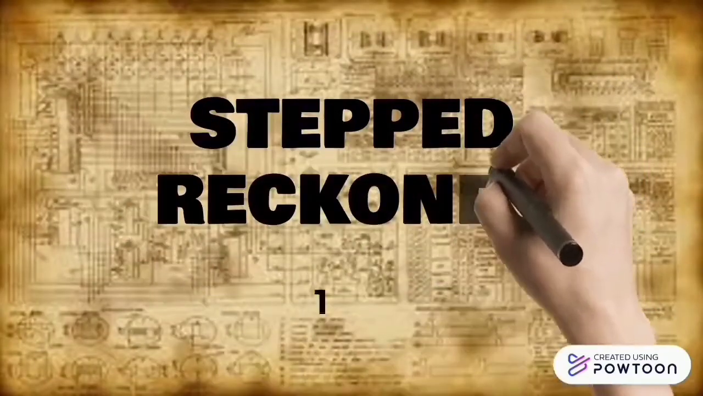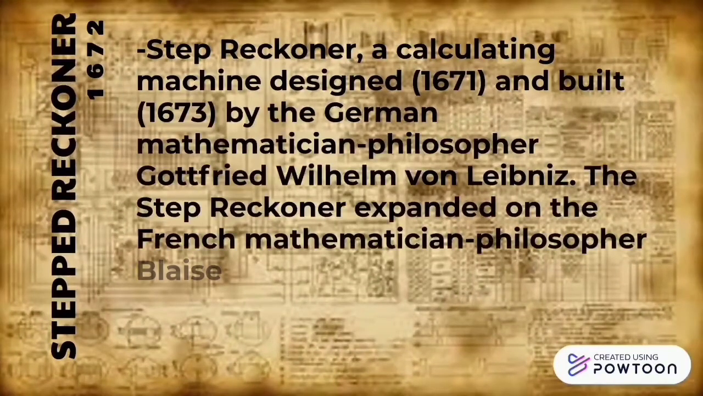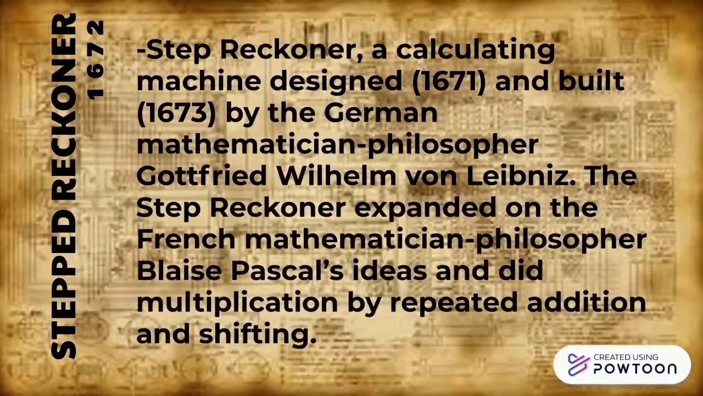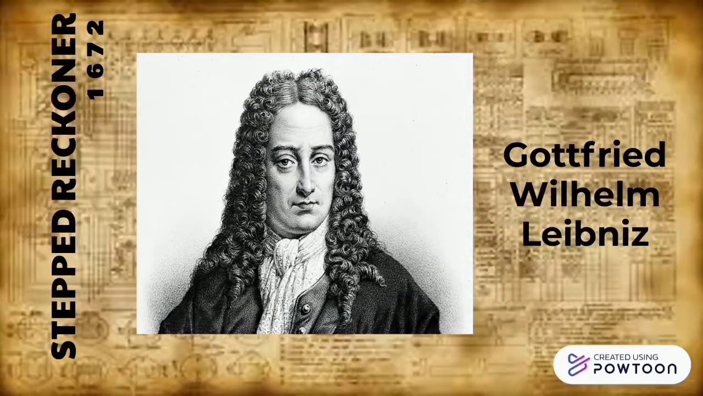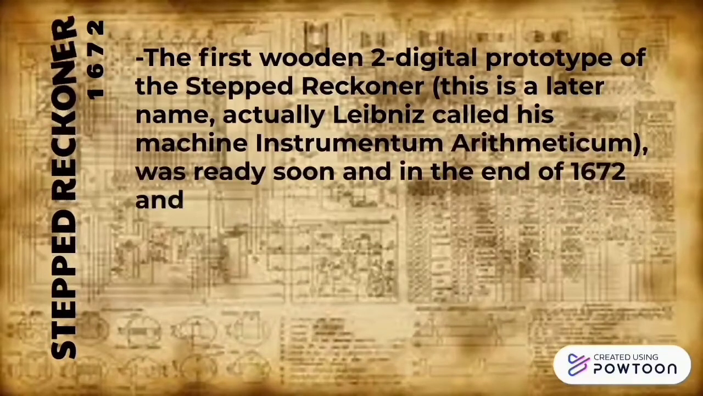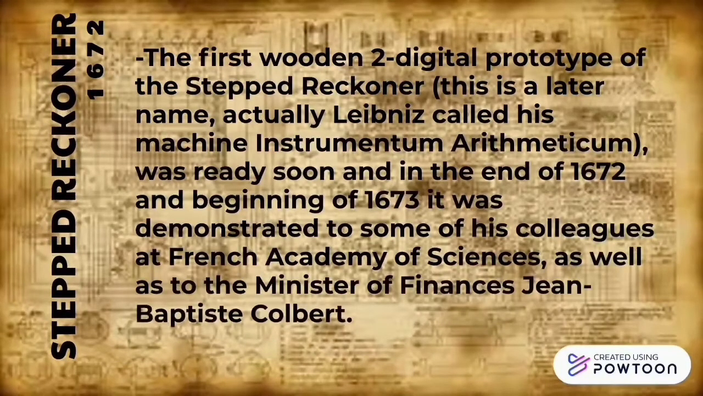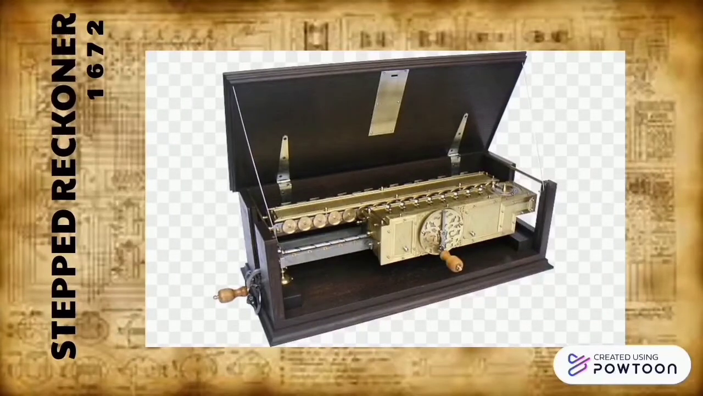The Step Reckoner is a calculating machine designed in 1671 and built in 1673 by the German mathematician-philosopher Gottfried Wilhelm von Leibniz. The Step Reckoner expanded on the French mathematician-philosopher Blaise Pascal's idea and did multiplication by repeated addition and shifting. He discovered also that computing processes can be done much easier with a binary number coding. He decided to improve it in order to make possible not only addition and subtraction, but also multiplication and division.